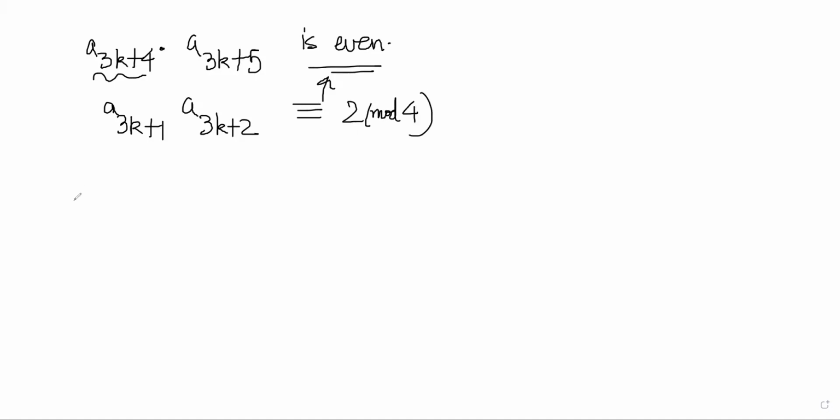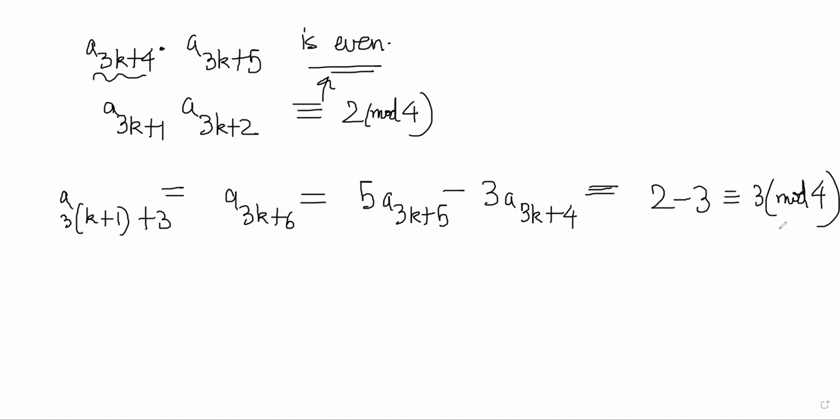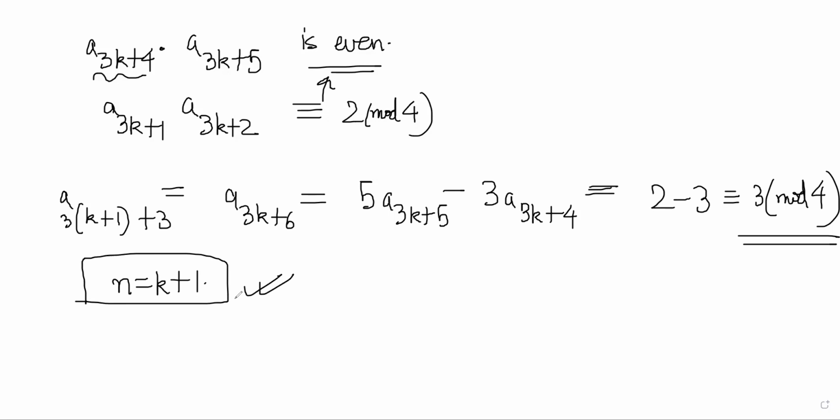So since this is even, A of 3k plus 1 plus 3, which is A of 3k plus 6, will be equal to 5 times A of 3k plus 5 minus 3 times A of 3k plus 4, which will be congruent to 2 minus 3, or 3 mod 4. So basically the proposition that we started with, the claim that we had made, is also true for n equal to k plus 1. We have established all the cases of the induction. We checked the base case and we have established it for n equal to k plus 1.